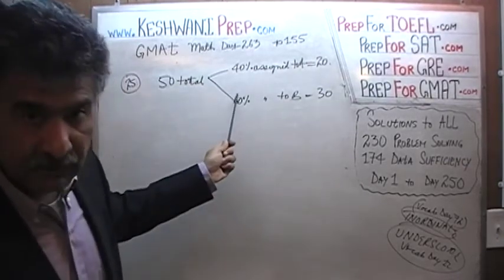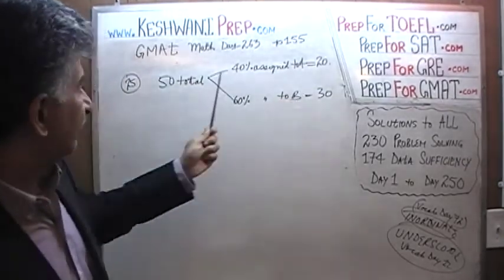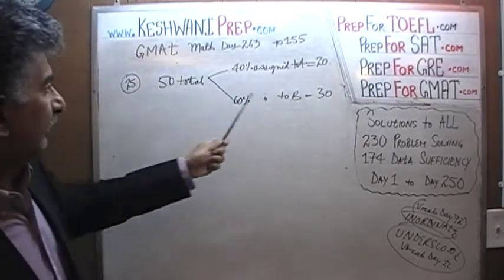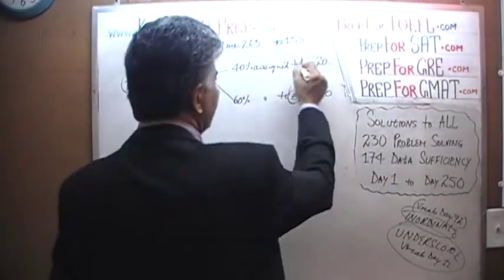This is what we need. We need 20 people to be assigned to project A. We need 30 people to be assigned to project B. This is what we need.